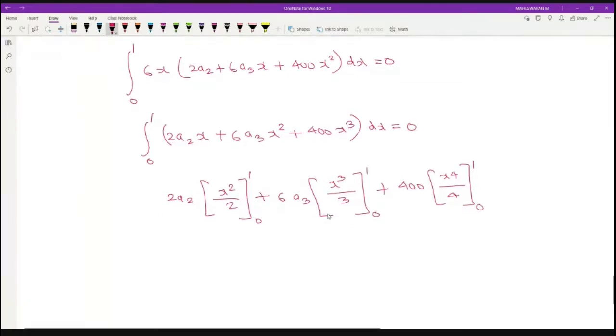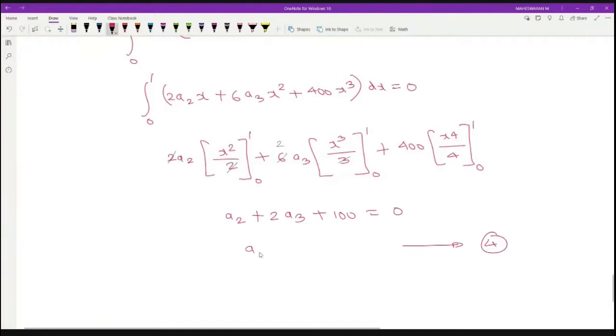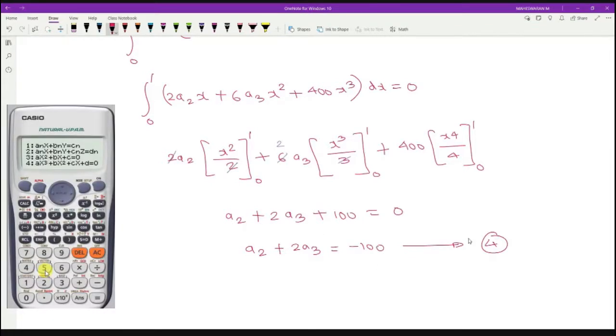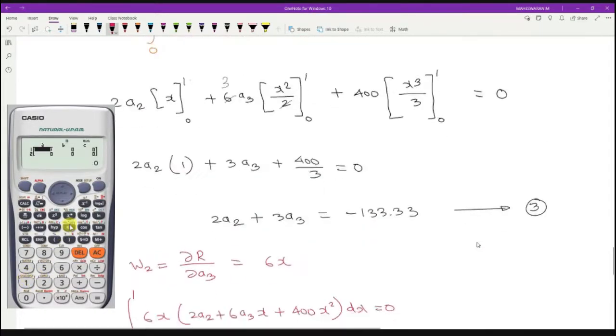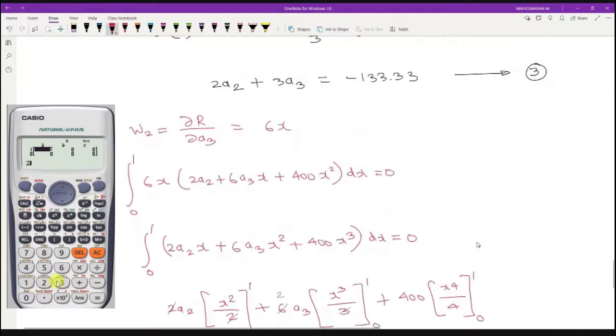So let me substitute it. So you'll get a2 plus 2a3 is equal to minus 100. Okay, right. So again, I got two equations, equation 3 and equation 4. You can use equation mode. So go to your equation mode and try to substitute the values.